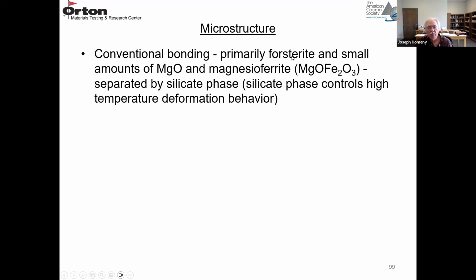So you can have primarily phosphorite, small amounts of MgO, and the magnesioferrite, but you're still going to have a reasonable amount of the silicate phases, which is going to control the high temperature deformation. So these are conventional bonded, so they're still going to have a considerable silicate phase present, which hurts the high temperature properties.